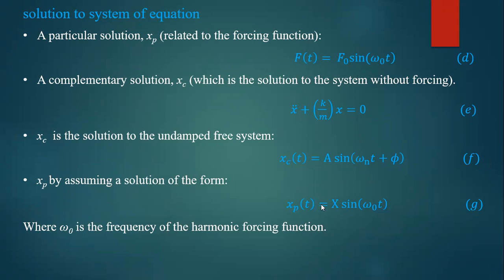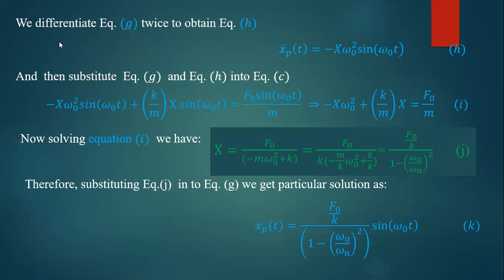This is determined from similar equations: when we apply this equation into the main equation, then we can get X. And this A and phi are obtained from the initial conditions of x naught of t and x dot naught of t. So we differentiate the equation twice to obtain x double dot of t. Hence, the acceleration can be obtained from the solution equation, which is minus X omega naught squared sine omega naught t.